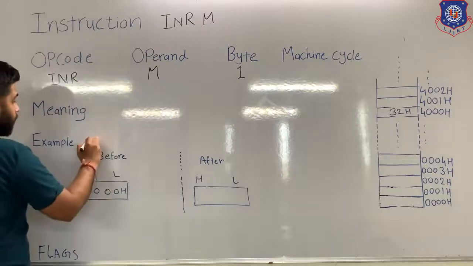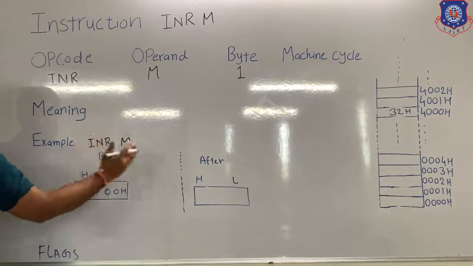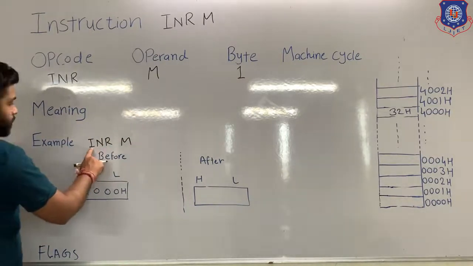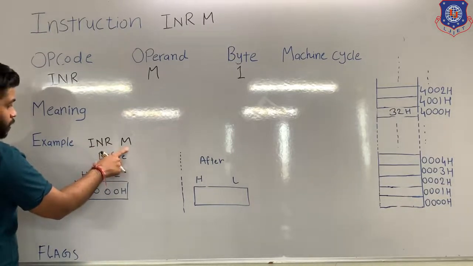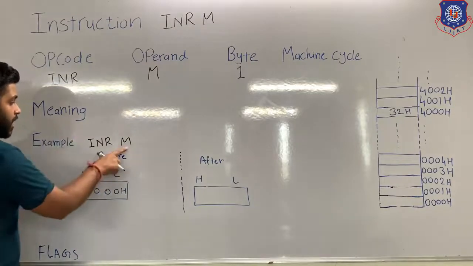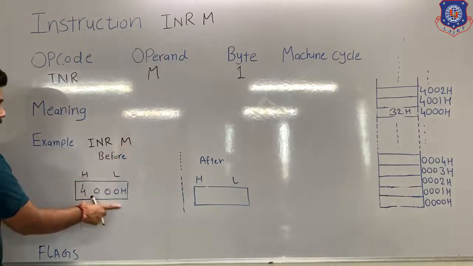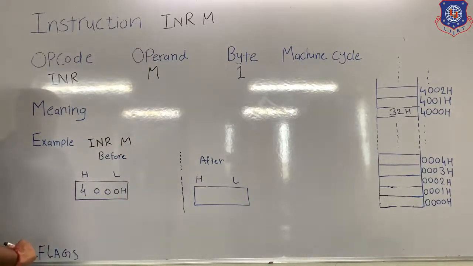Now let's see one example, that is INR M. Before the execution, the content of HL pair is 4000 H. Now what is the meaning of INR M? It means increment the content of memory location by 1 and the result will be stored in the memory location. But the question is which memory location? So whenever M is specified in the instruction, it means the memory location specified in HL pair. So in HL pair, the 4000 H memory location is specified.